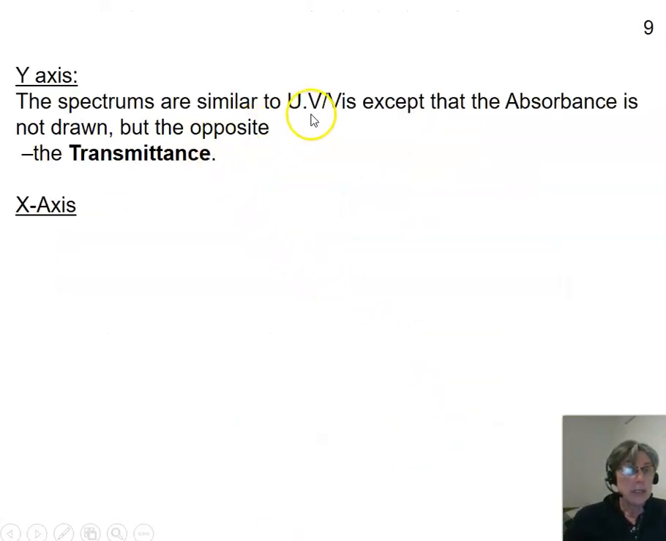The spectrums are similar to UV-Vis, which does not really matter. We looked at absorbing of light, not transmitting, to work out how much. We did do that with actually phosphate with our UV-Vis.